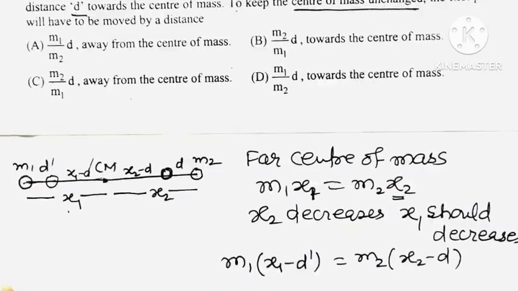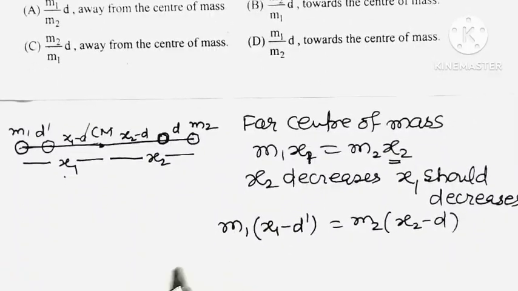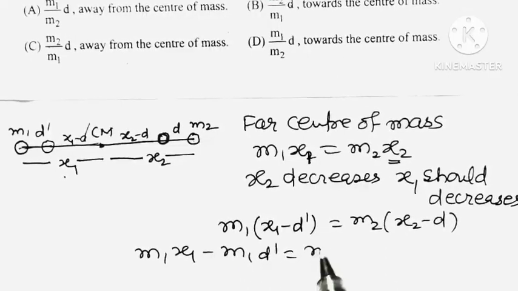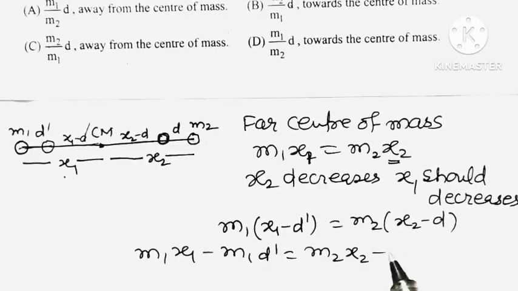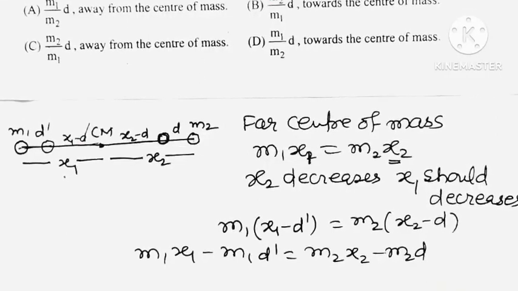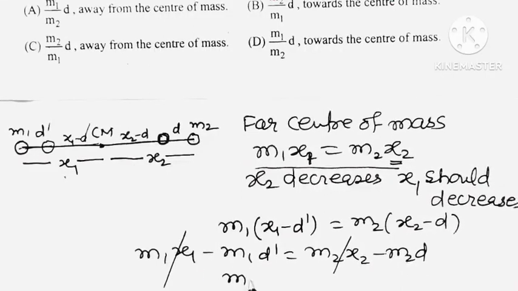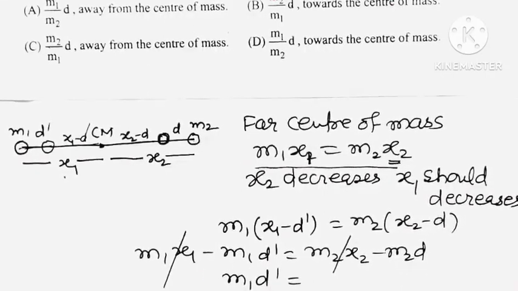Now let us simplify this. So what we will get? m1 x1 minus m1 d dash is equal to m2 x2 minus m2 into d, and we know m1 x1 equal to m2 x2. So m1 x1 and m2 x2 get cancelled, and both these terms have negative sign, and we have m1 d dash is equal to m2 into d.